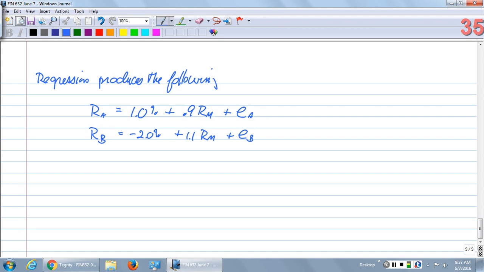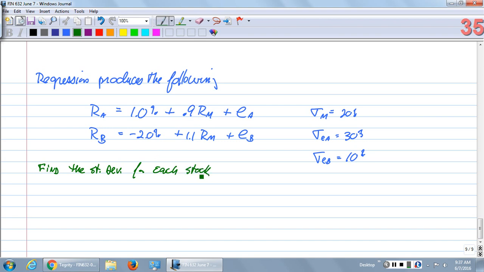We're also given the following: the standard deviation of the market is 20%. The standard deviation of the surprise for firm A is 30%, and the standard deviation of the surprise for firm B is 10%. And the question is, find the standard deviation for each stock and the covariance between them.